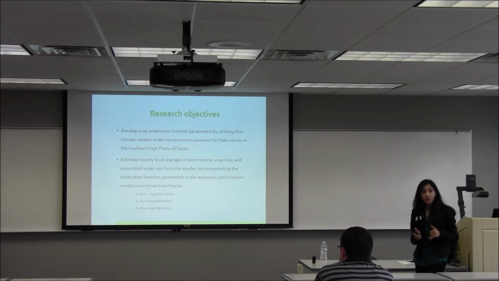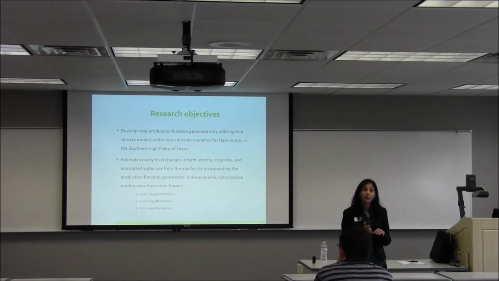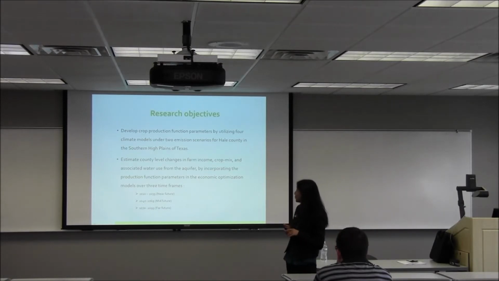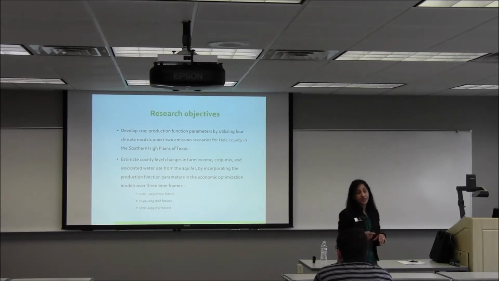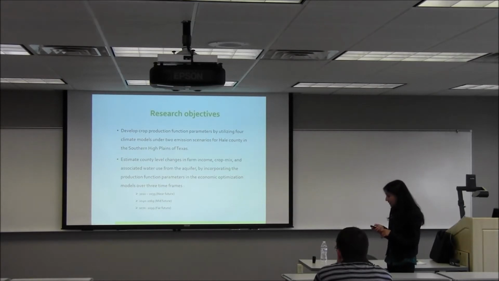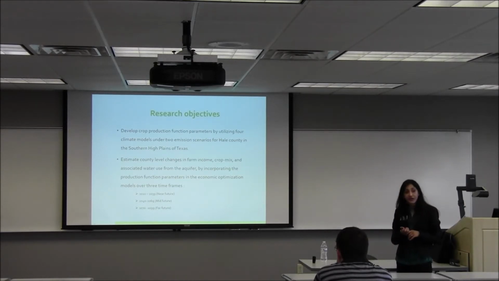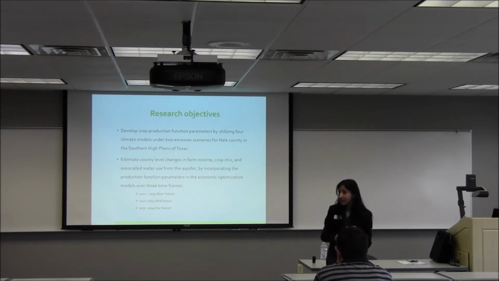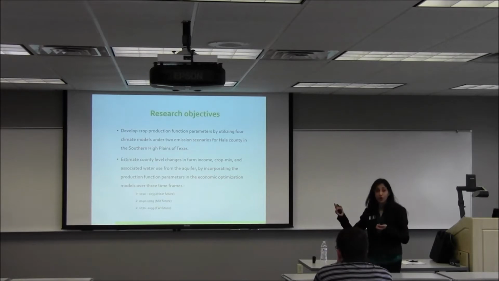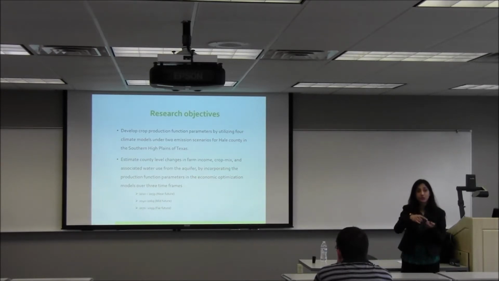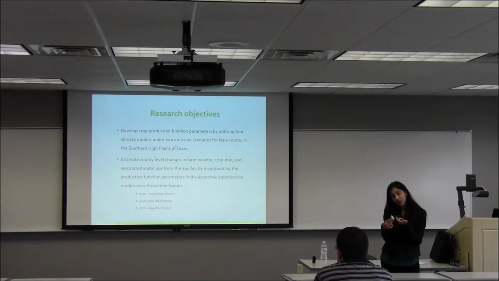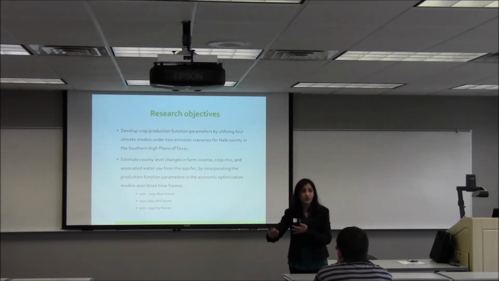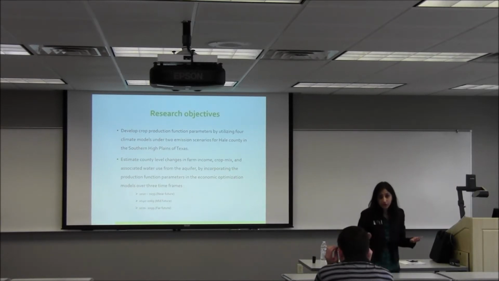So we had two clearly defined objectives. The first objective was to develop crop production functions by utilizing 4 climate models under 2 emission scenarios for Hale County. It was a county-specific study in the southern High Plains of Texas. The second objective was to estimate county-level changes in farm income, crop mix, and associated water use from the aquifer. This was done by incorporating the production functions that you derive using the climatic projections for temperature and precipitation, and using them as inputs to the economic models, which will drive the profitability.